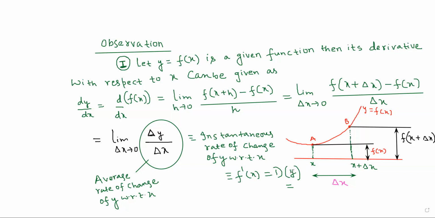So basically, let y is equal to f(x) be a given function. Then its derivative with respect to x can be given as dy by dx. You can simply say differentiation of f(x) with respect to x, which is the limit h tending to 0 of f(x plus h) minus f(x) upon h, or with delta x tending to 0. We have to consider different manipulations here, and then we go.